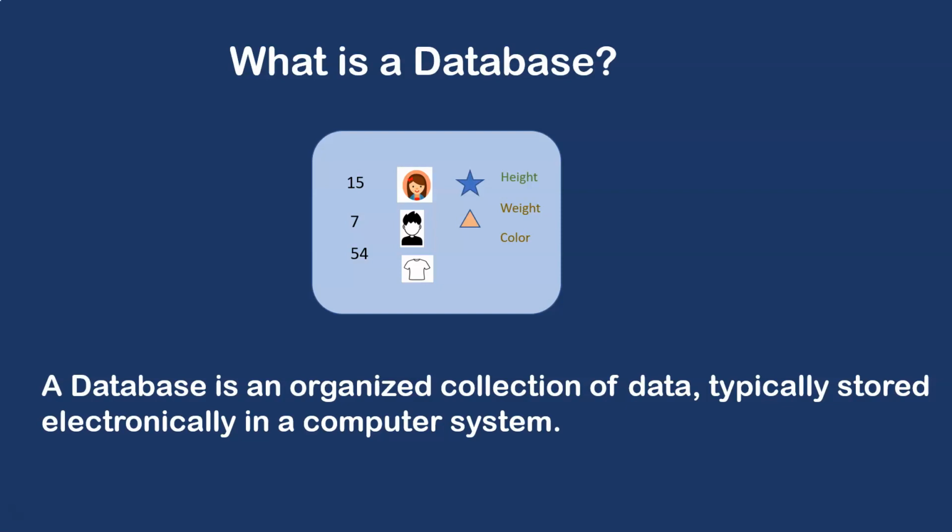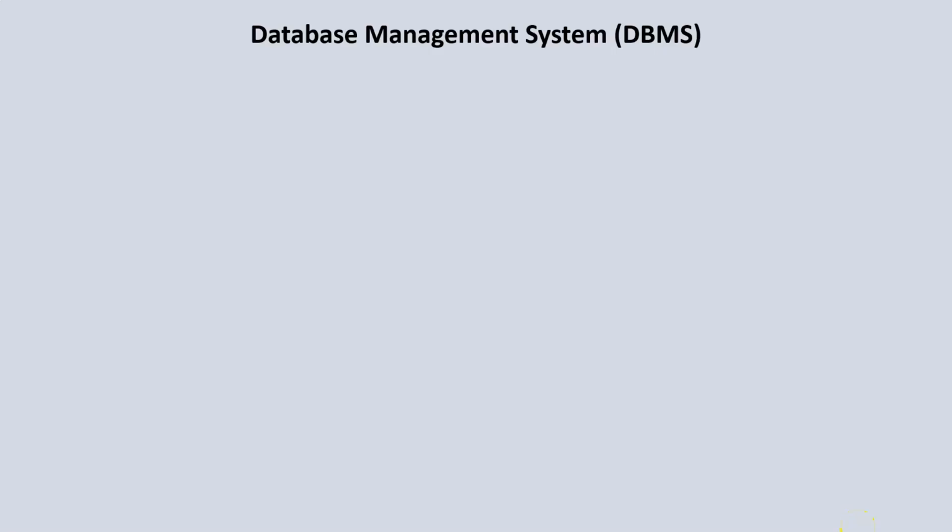We already established that data could be numbers, could be text, could be colors. If we consider this box, what we have is a collection of data. So data is stored inside a database. So far, we know how to define data. We also know that a database is a collection of data, or a database is used to store data.